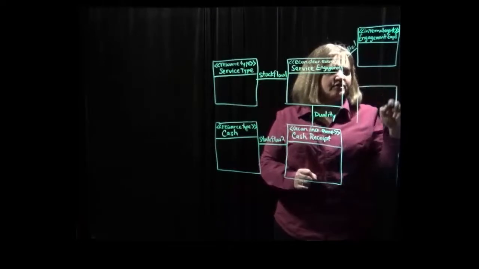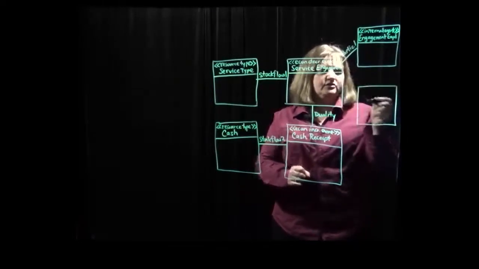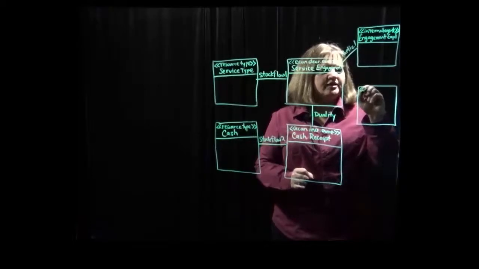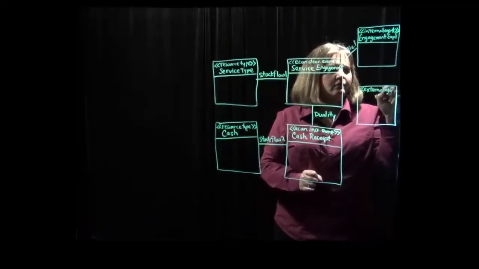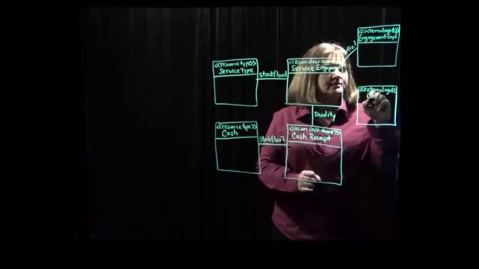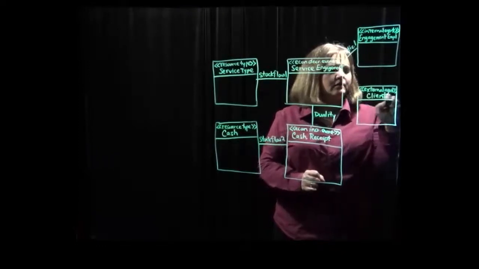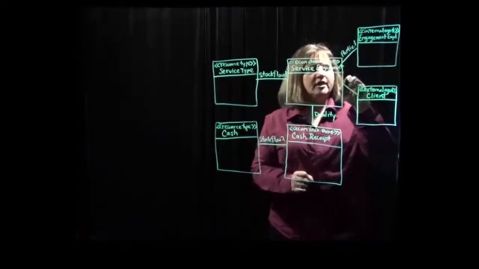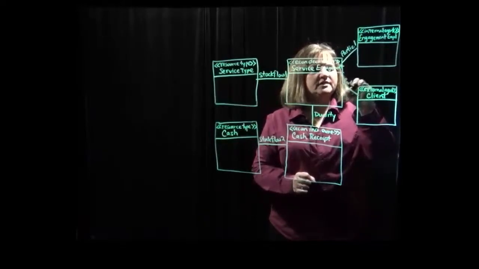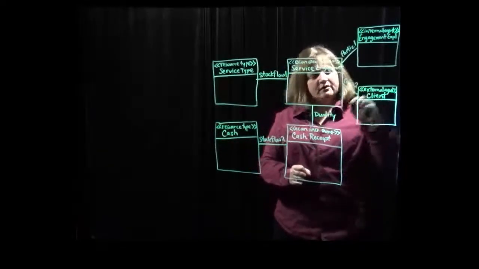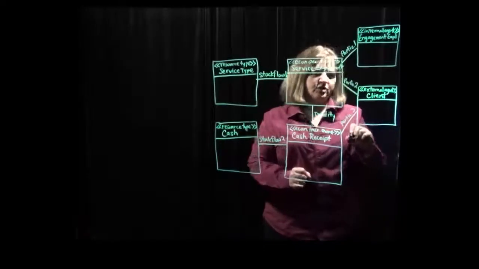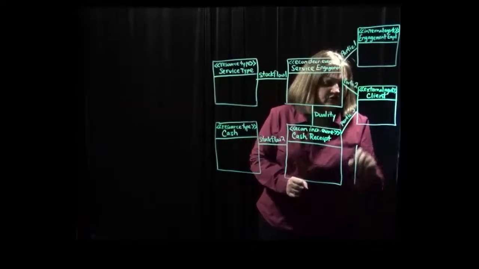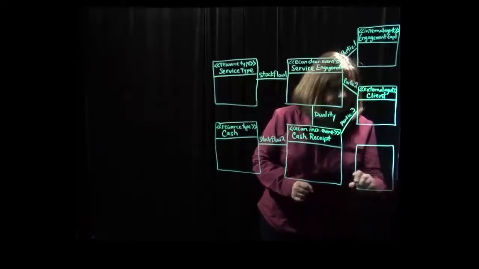Next, we'll look for an external agent associated with the service engagement. And our external agent is going to be our client. And we'll again call that participation, and this time it will be participation 2. The client is also connected to the cash receipt because the cash receipts come from the clients, and that will be participation 3. And then finally we have an internal agent associated with the cash receipt event.